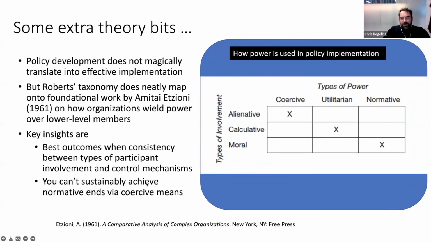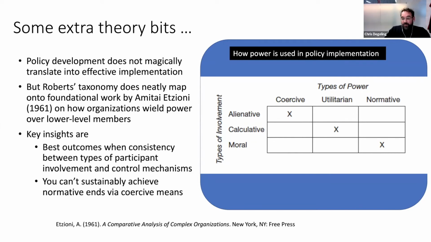If we also look at implementation, there's some really neat work from the sociologist and organizational theorist Amitai Etzioni, which looks at how power is actually used in terms of implementation. Because when you develop a policy, it doesn't necessarily magically translate into effective implementation. So it's how organizations wield power over lower level members.